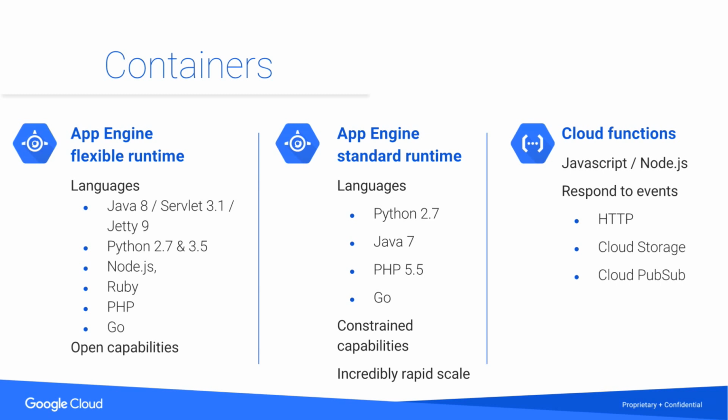So I talked a little bit about App Engine Flexible Runtime already, but you can see the list of languages supported, but these are open capabilities. Essentially, if you can run it inside of a container, you can run it inside of App Engine Flexible Runtime. Just to the right of that, you see App Engine Standard Runtime. While it has a more limited number of languages that it supports and constrained capabilities, what it can do is it rapidly scales. So let me talk about that for a second.